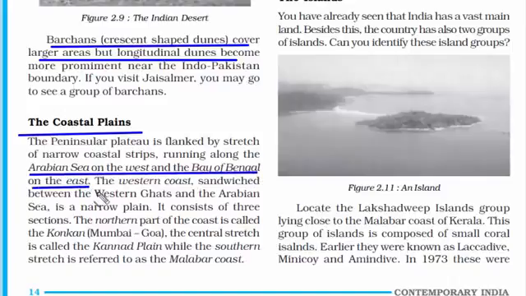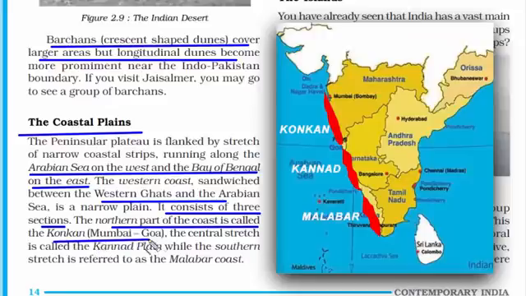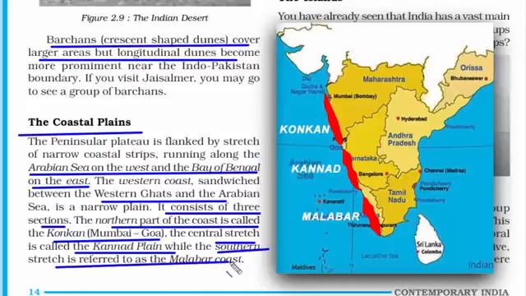So let's read about Western Ghats and the Arabian Sea. It's a narrow plain and is divided into three sections. The northern part of the western coast is called the Konkan, Mumbai to Goa. The central stretch is called the Kannad Plain and it lies in the Karnataka region, while the southern stretch is referred to as the Malabar Coast, which is completely in Kerala.